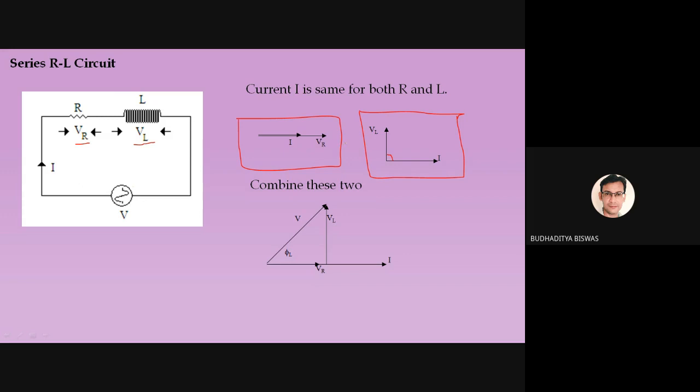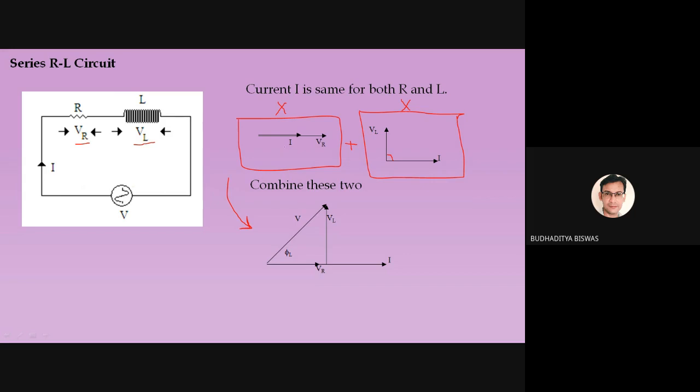So we just need to add these two phasor diagrams to find out this one. This is not the phasor diagram of the series circuit. This is the individual phasor diagram across the elements present here. One is across the resistance, one across the inductance. But when both are present, we must draw the phasor diagram of the whole circuit.